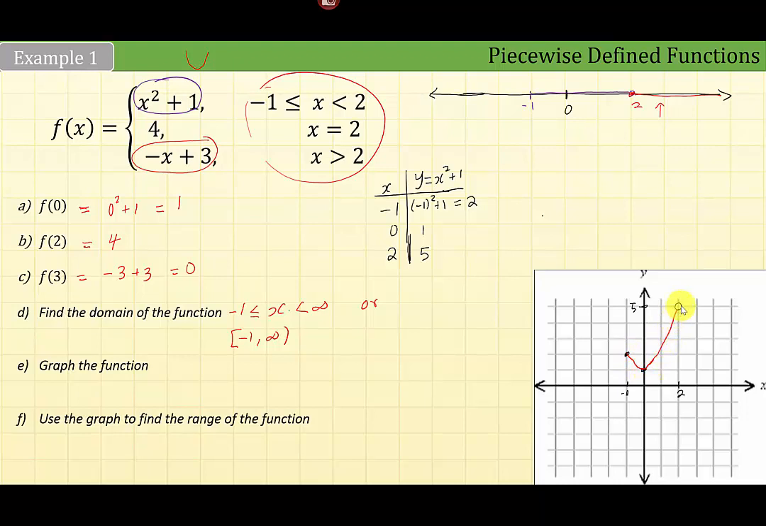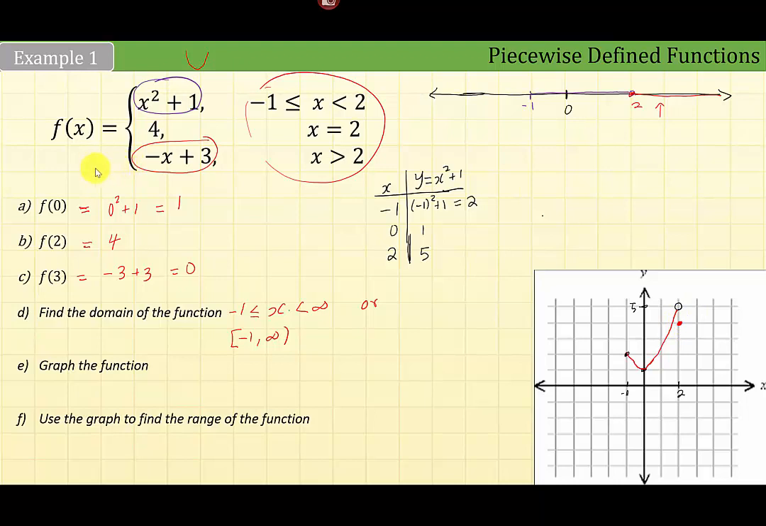So that is this part. Now when x equals 2, the value is equal to 4, which is very easy. At x equal to 2, the value is this one, which is 4. So we have this dot, colored.